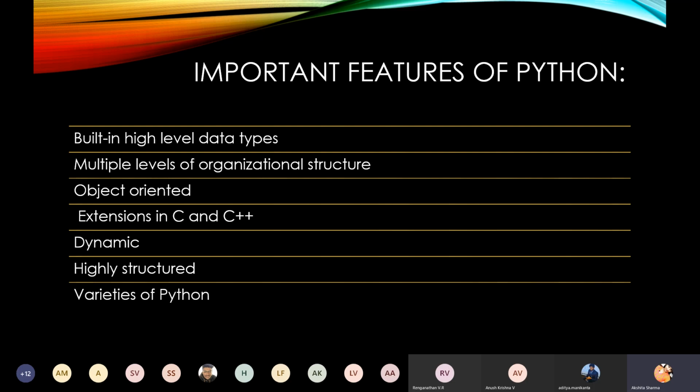Like when we have used C and C++, we have to first compile the program and then execute the program. Here we have a line by line compilation procedure in Python. It is an object-oriented language.